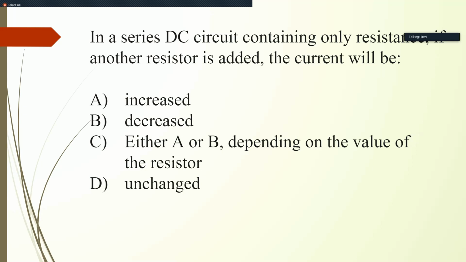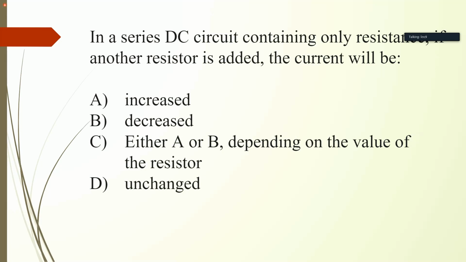Then there will be an increase if it's only an add-on in series. So if we have a series DC circuit and we add another resistor to that circuit, our current is going to... let's put some values to it. Let's say I've got a 1K ohm resistor. That's the only resistor I've got in this series circuit. And then I add another 1K ohm resistor. So now I've got two 1K ohm resistors in series. What's going to happen to the current?